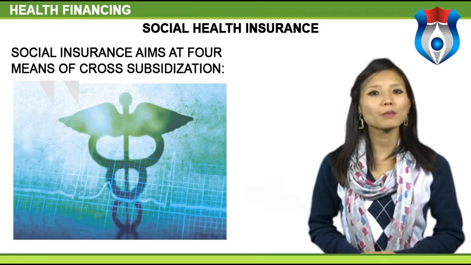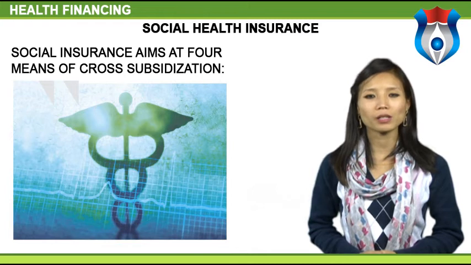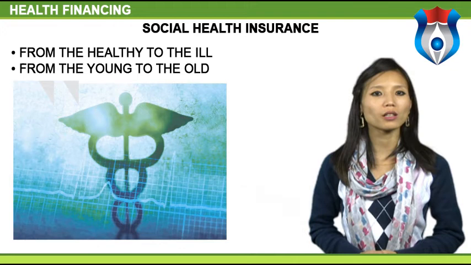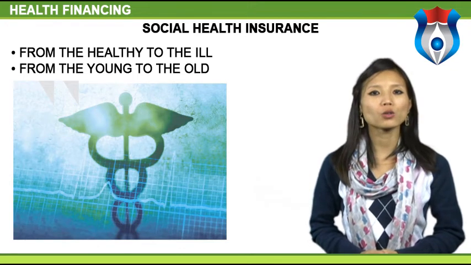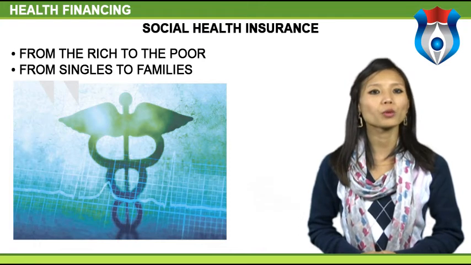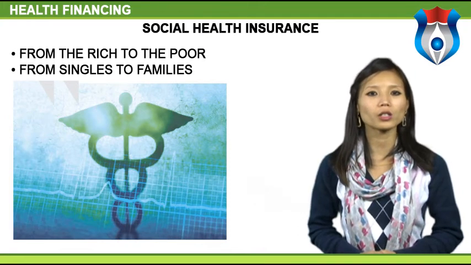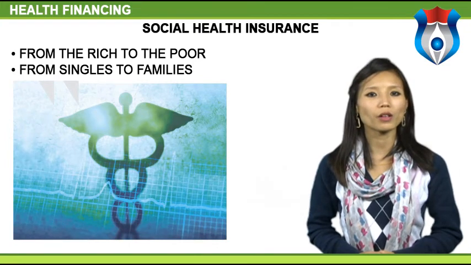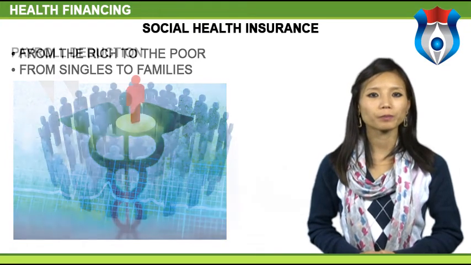Social insurance aims at four means of cross-subsidization: from the healthy to the ill, contribution regardless of individual risk; from the young to the old, smaller contribution from the elderly; from the rich to the poor, contributions are a fixed percentage of earnings; from singles to families, equal contribution regardless of the number of dependents.